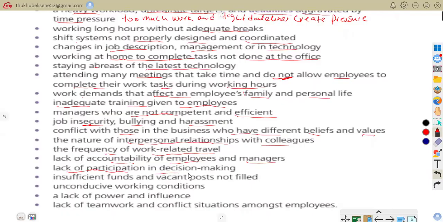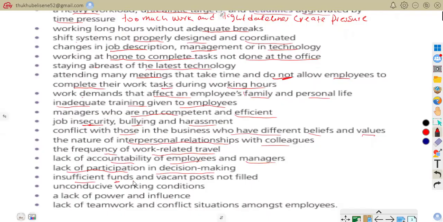Lack of participation in decision making. If there is no participation in decision making, employees feel ignored and powerless. If they are not given a chance to say their views and opinions, if they are not included, and decisions are only concentrated in a higher authority, the employees are going to feel ignored and powerless. And that is one of the causes of stress.